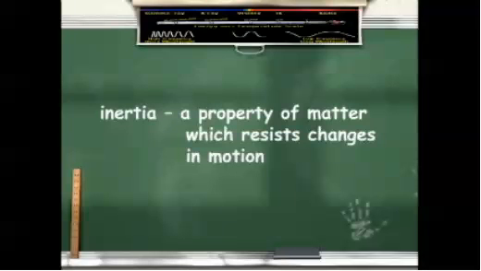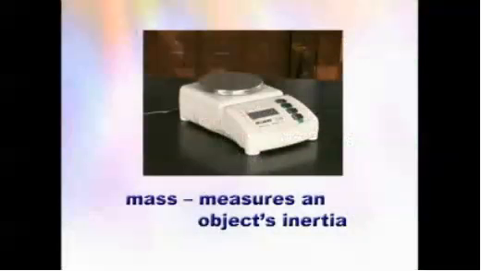How do we measure inertia? Well, the best measure of an object's inertia is mass. The more matter an object has, the more mass it has. And the more sluggish or resistant to changes in its motion it will be.